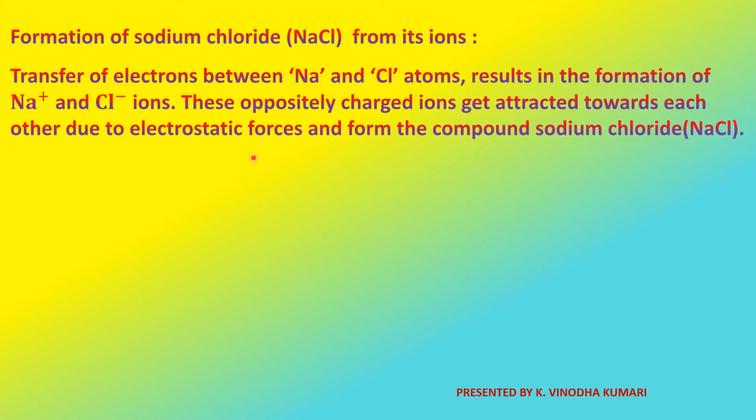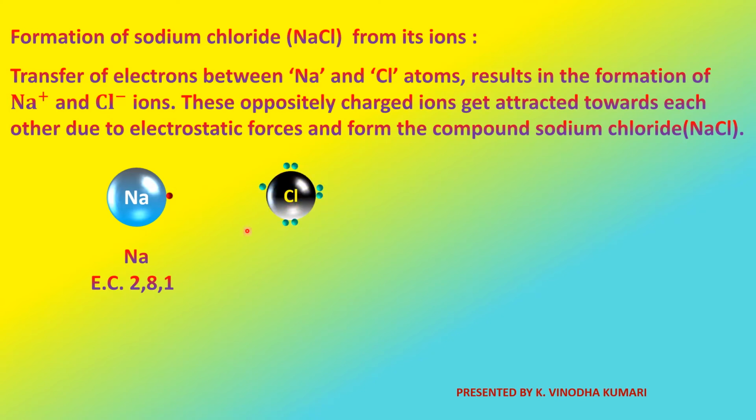Now we'll see the dot structure for this. This is the sodium which has 1 electron in its outermost shell, 2, 8, 1, where the 1 is the electron in the outermost shell, and chlorine which has 7 electrons in its outermost shell. So sodium will transfer its electron to the chlorine. Chlorine is 2, 8, 7.